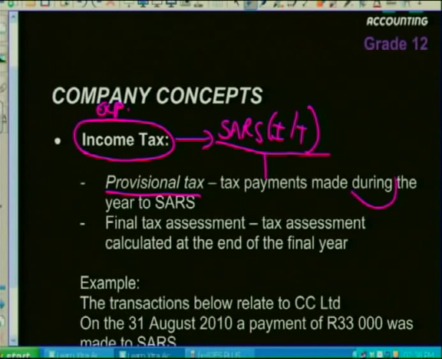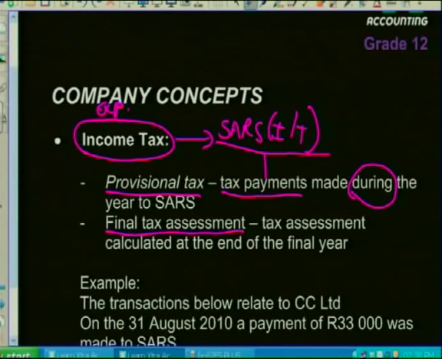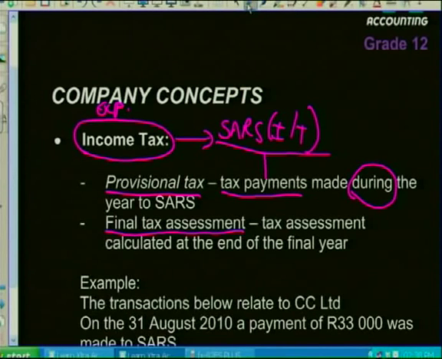Now, before we look at an example, let's look at the concepts that you're going to come across in terms of income tax. Provisional tax is tax payments that are made during the financial year to SARS. SARS is obviously the receiver of revenue. During the year, the company has to make tax payments to the receiver. Then we get our final tax assessment, final meaning at the end of the year. When we calculate our net profit, SARS then provides us with a final tax assessment that tells us how much tax we should be paying for this financial year. So let's just quickly look at the definition of final tax assessment: a tax assessment that is calculated at the end of the financial year.